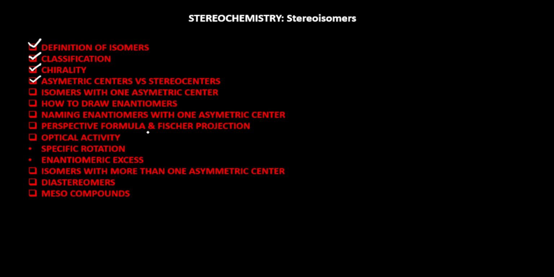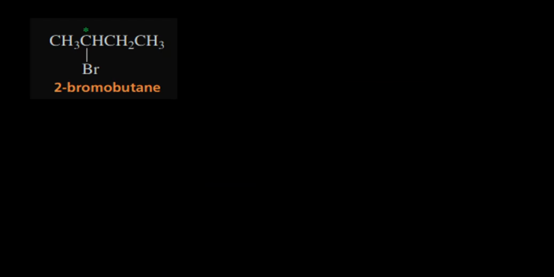Alright, so going by our outline, let's take a look at isomers with one asymmetric center. The isomer we'll be considering for this video is 2-bromobutane. So let's consider 2-bromobutane. First, we'll start off by drawing out the structure. Here we can see that the asymmetric center is marked with an asterisk, and it's the second carbon. Okay, so let's draw it out.